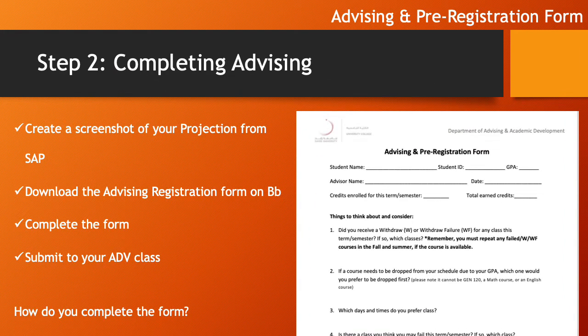Okay, so in order to complete your registration form, you should have created a screenshot of your projection from SAP. You will need to download the advising registration form on Blackboard. You will be completing the form and then submitting it in your advising class. The next question that comes up is, how do we complete our form?